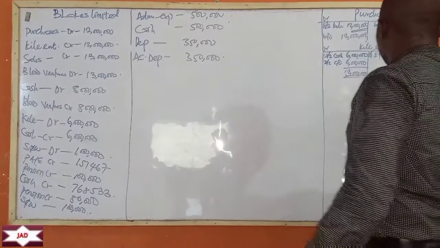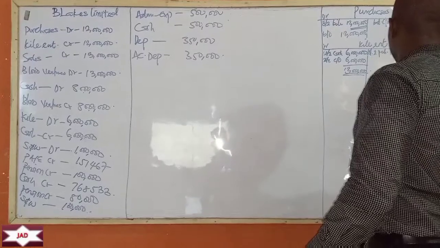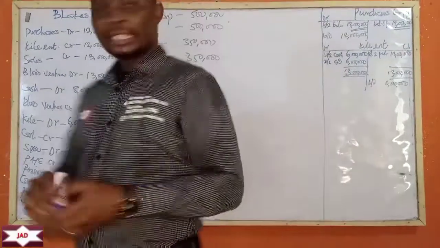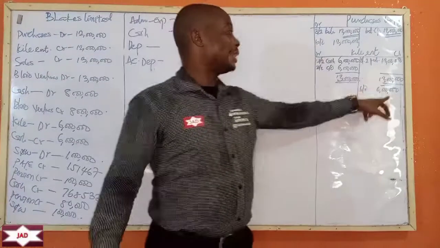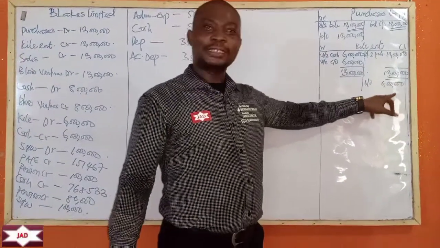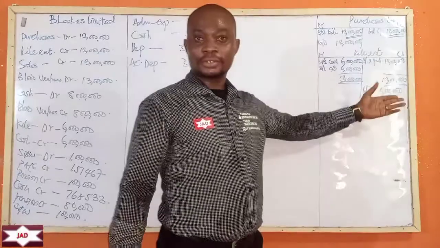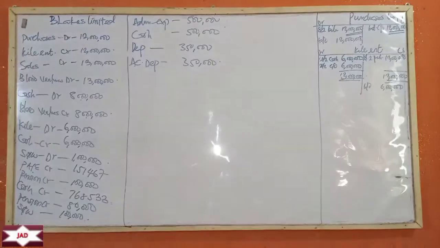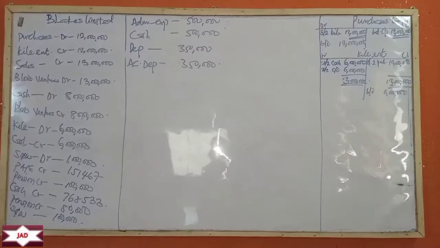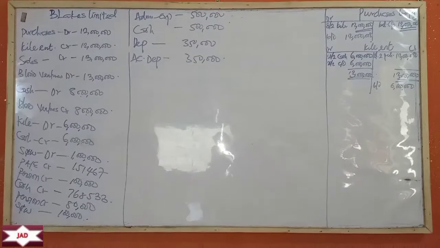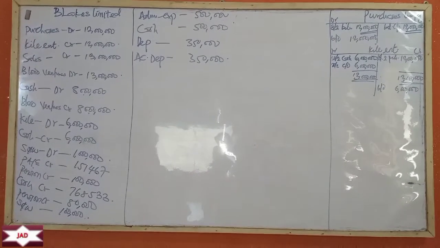So you have a brought down of what? 6 million. So when your brought down is on the credit side, what it means is that we are still owing Kai 6 million. So if we are still owing Kai 6 million, it means Kai is a creditor or Kai is a payable, and payables are liabilities. Okay?